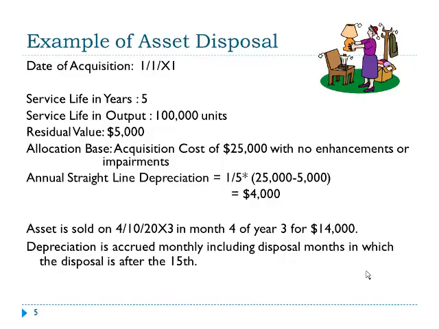The annual straight line depreciation would be 1 divided by the useful life, or 1 divided by 5, multiplied by the acquisition cost minus the residual value. This gives us a depreciation of $4,000. If the asset is sold on April 10th of 2003, which is in month 4 of year 3, for $14,000, then we're going to need to accrue some additional depreciation, assuming it hasn't been taken for 2003 yet, up to the time of disposal.